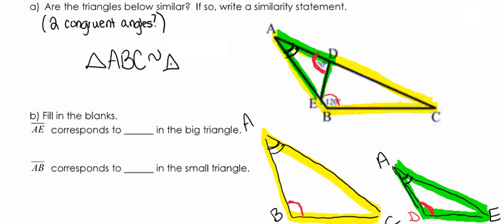but now when I go to name the angles in my green triangle, I've got to make sure I match things up. So A in the green triangle matches up with A in the yellow. I'm going to name it first. B in the yellow matches up with D in the green, so I'm going to name him second. And C in the yellow is going to match up with E in the green. I'll name him third.